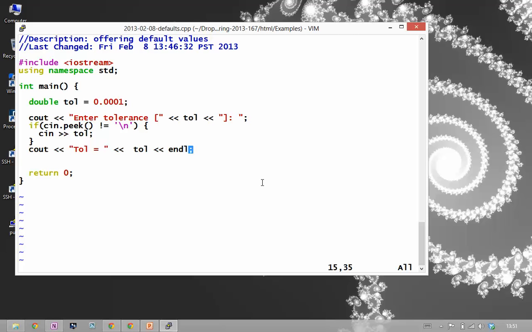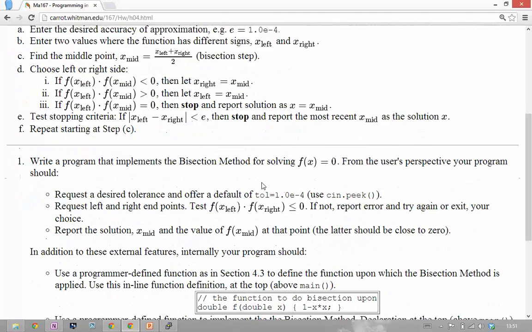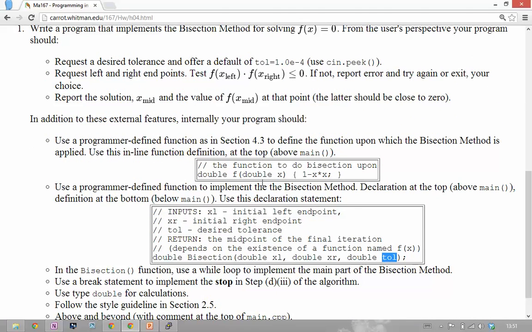Peek gives you a way of looking out there and seeing what's coming in without messing around with it. It lets you see the next character coming in, but doesn't read it in. Just go peek at it and leave it there. It's a non-destructive way of looking at what's going to come in and lets you make a decision on whether you should read or not read. So use this recipe to do the default tolerance that I asked you for in the assignment. Request the desired tolerance and offer a default tolerance of 10 to the minus 4.